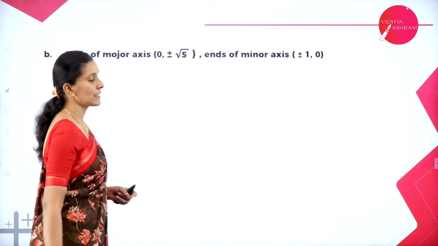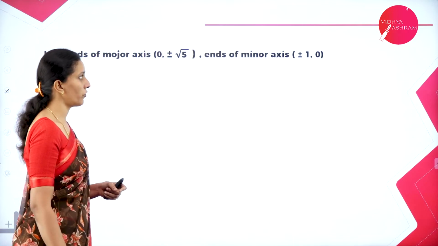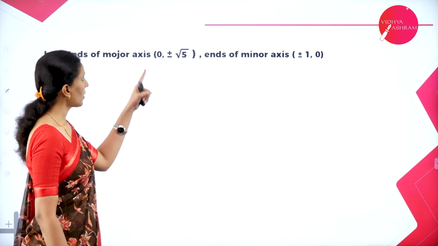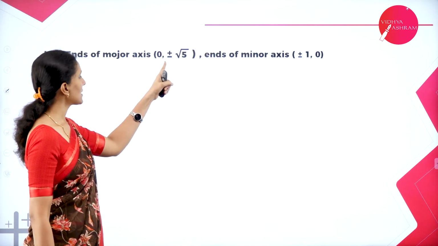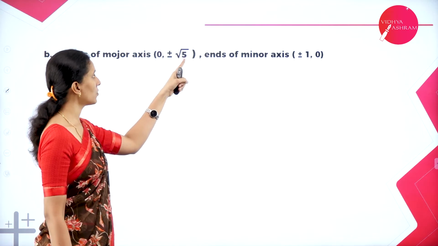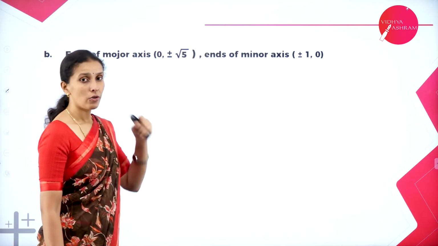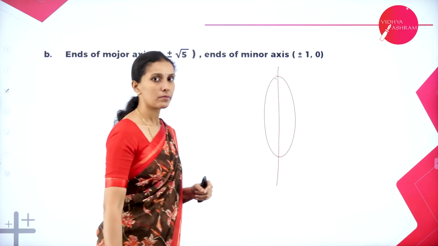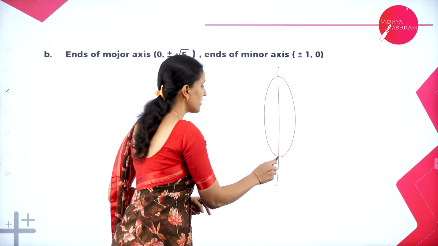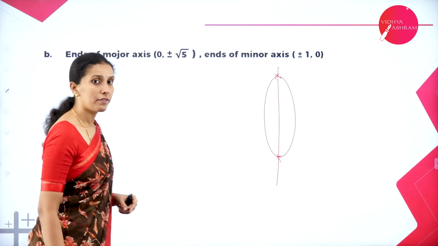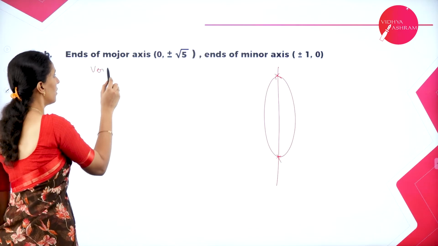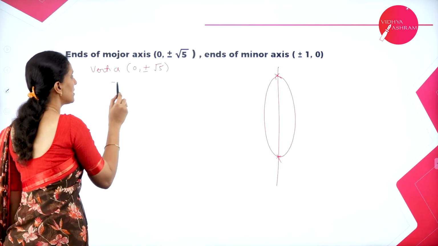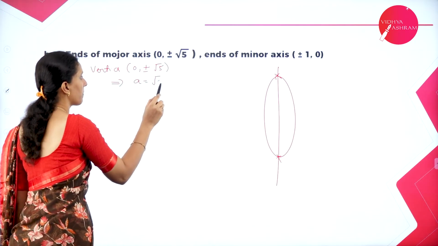Ends of major axis is 0, plus or minus root 5. Ends of minor axis is plus or minus 1, 0. So clearly you can observe the major axis is in the form of 0 plus or minus root 5. That means x coordinate 0, you have the value of y. That means the major axis is like this. Ends of major axis means they are the vertices. They have given vertices as 0, plus or minus root 5. So this implies the value of a is root 5.